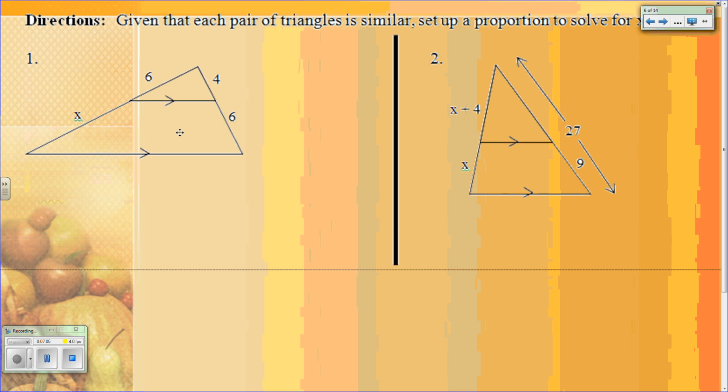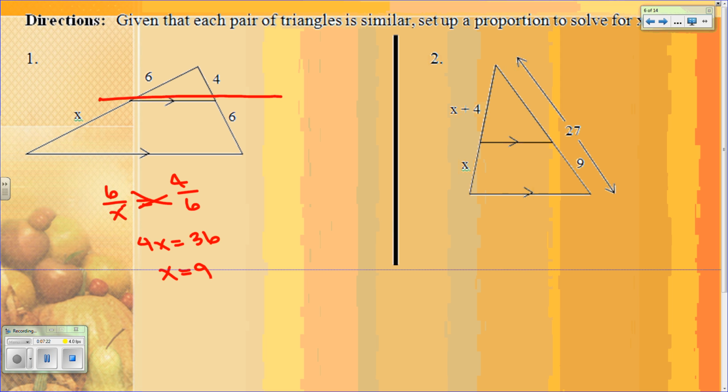Given that statement, this splits it up, so I already have my fraction set up. 6 over x equals 4 over 6. Cross multiply. 4x equals 36. So x is 9. That means this piece is 9. Same thing over here, it splits it up. But this is 27, so if I take 27 and subtract the 9, I get that this is 18.